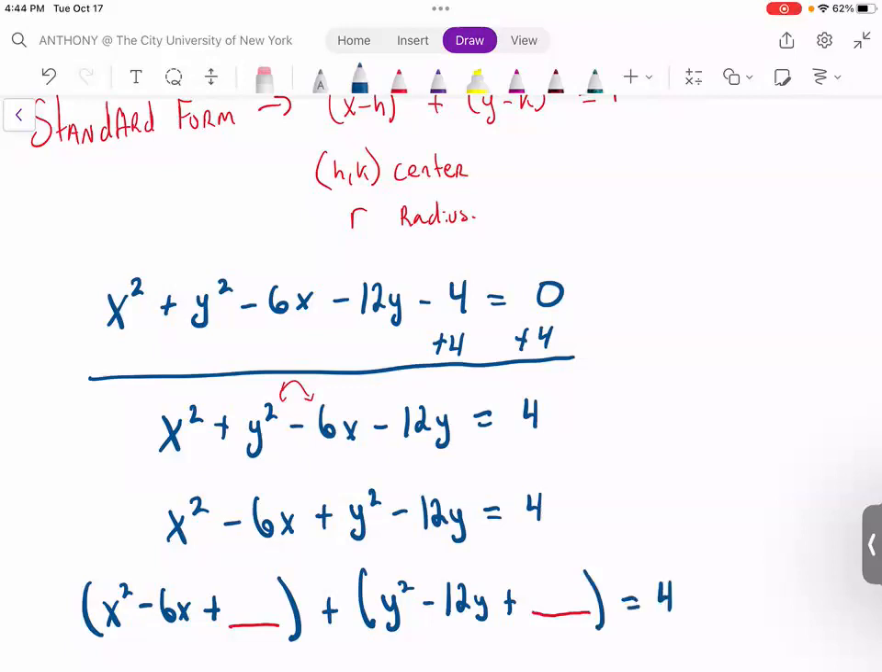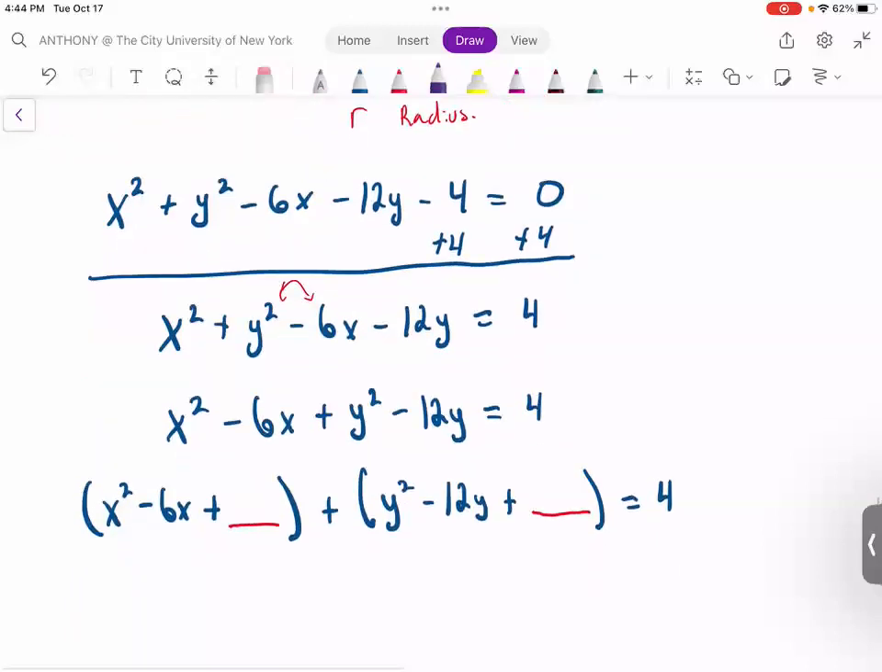So now the question is, what goes inside of those blanks? What goes inside those blanks is half the value of b, in each set of parentheses, squared. So I'll write it out. To fill the blanks, to fill out this piece and this piece, we essentially use this formula, b over 2 squared. So let's look at the first set of parentheses. If I have x squared minus 6x, what do you think is the value of b?